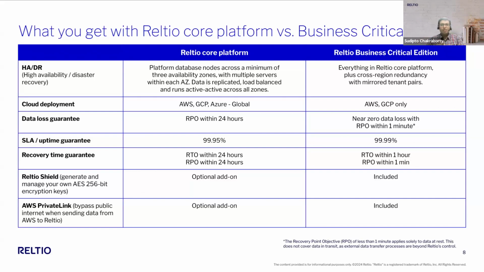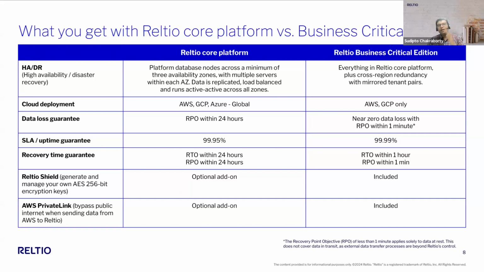Reltio Shield in the core platform is an optional add-on. You have to purchase it separately. In BC, Shield is included by default as part of the package. So every BC customer automatically gets the ability to manage their own encryption keys and take advantage of that compliance feature at no extra cost. Same for Private Link.